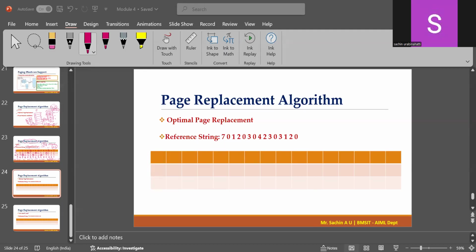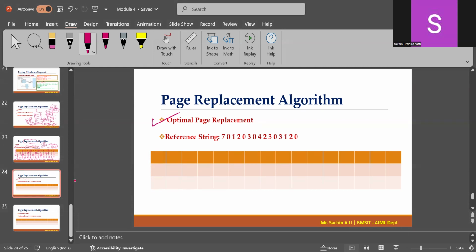Hello friends. So now we'll be seeing our second algorithm, that is the optimal page replacement algorithm. In the optimal page replacement algorithm, what we are doing is we will try to replace the page which is not used for the longest time in the future. We will try to understand that while we are seeing this problem, right?